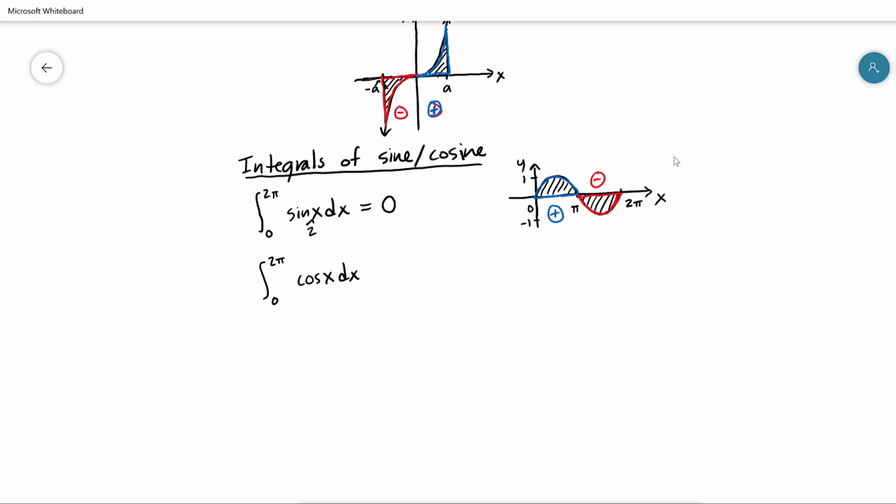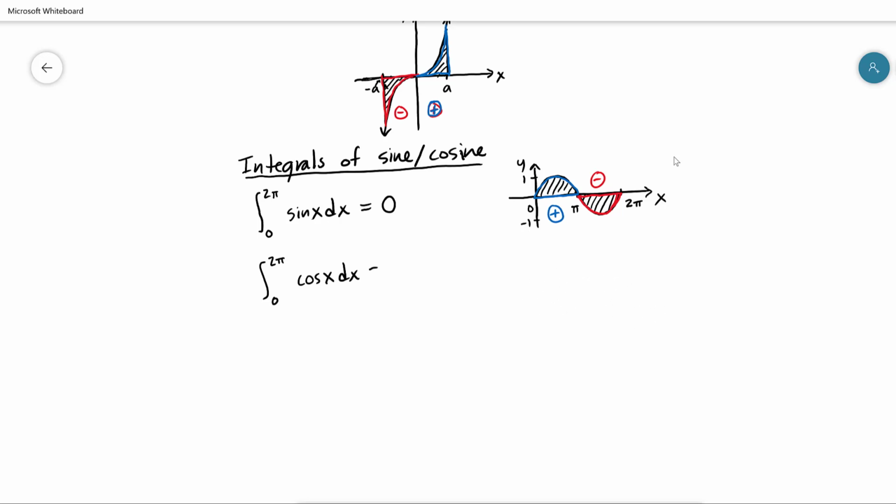If I want to do sine of 2x, that just oscillates twice as fast. So it looks something like this by the time you get to 2 pi. Here would be 0. And you'd have the exact same result. Positive, positive, negative, negative. The overall integral would go to 0. So it doesn't have to just be sine of x. It can be sine of any coefficient you want to put in there. As long as you're integrating over a full period, it's going to integrate to 0.